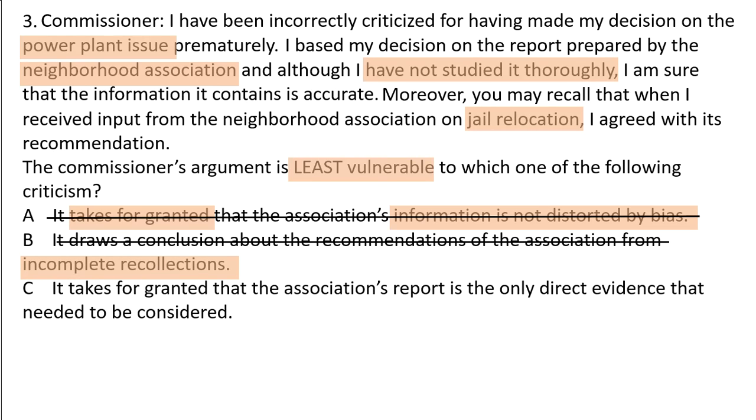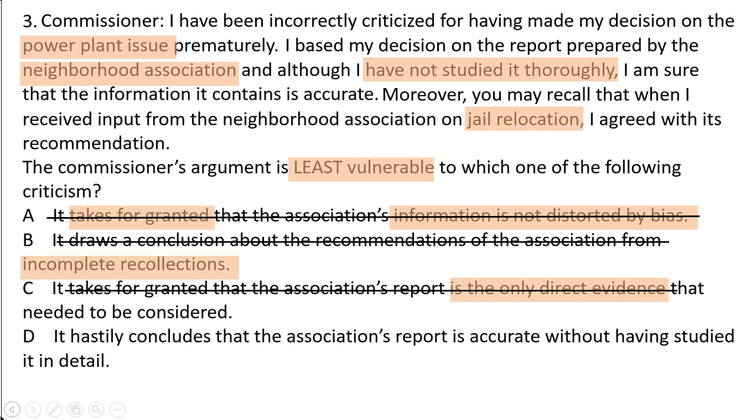Option C, it takes for granted that the association's report is the only direct evidence that needs to be considered. Option C says that the commissioner took for granted that the report is the only direct evidence. Mind the words only direct evidence, which is criticizing his argument to use this report. So option C is also eliminated.